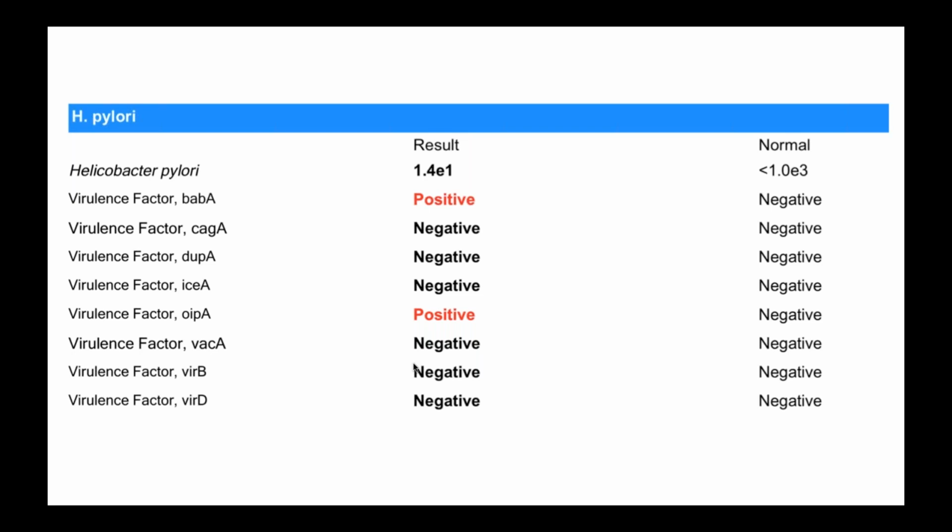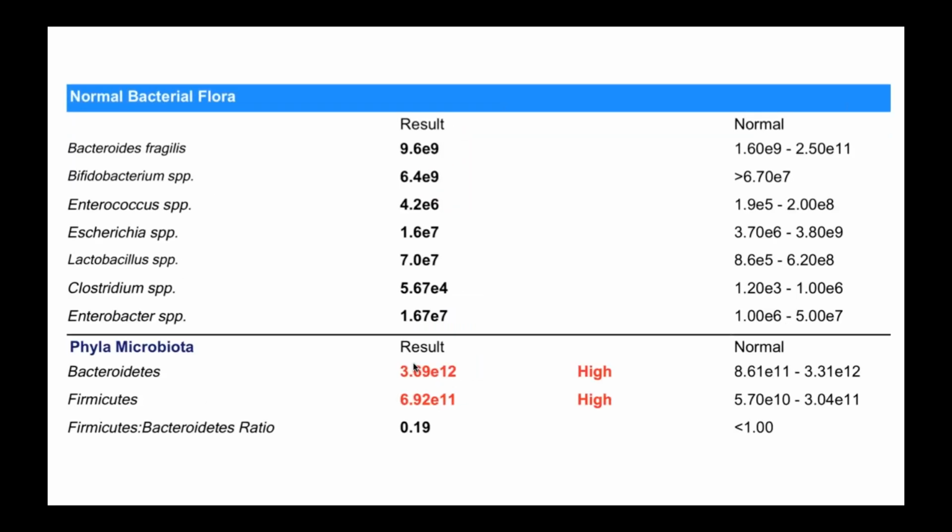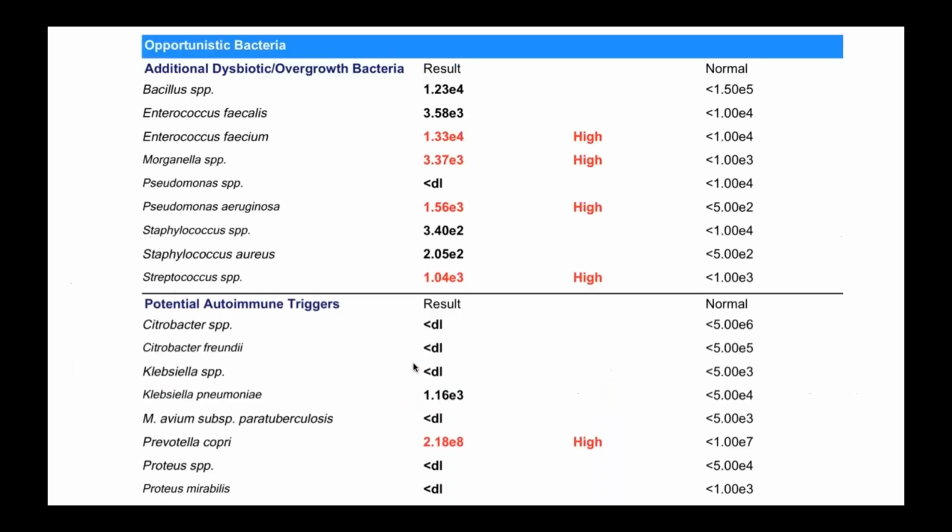We also note here that a couple of the virulence factors are positive. So H. pylori is present, C. diff was present. In terms of normal bacterial flora, we do see this common pattern that we often see with reduced digestion and possible SIBO, which is elevated Bacteroidetes and Firmicutes.